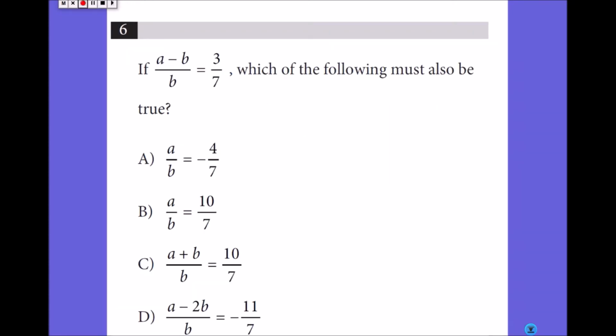If a minus b over b is 3 over 7, which of the following must also be true? So this one, it would be nice if they gave you something like these two multiplied equals the other two, like 3b equals 7 times a minus b. And if you divide by 7, we get that, but we don't have any of those. So what we can do is guess and check.